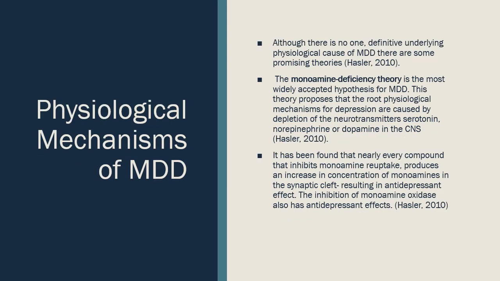Although there's no one definitive physiological cause of MDD, there are some promising theories. The monoamine deficiency theory is the most widely accepted hypothesis. This theory proposes that the root physiological mechanisms for depression are caused by depletion in the neurotransmitters serotonin, norepinephrine, and dopamine in the central nervous system. Nearly every compound that inhibits monoamine reuptake produces an increase in concentration of monoamines in the synaptic cleft, resulting in antidepressant effect. The inhibition of monoamine oxidase also has antidepressant effects.